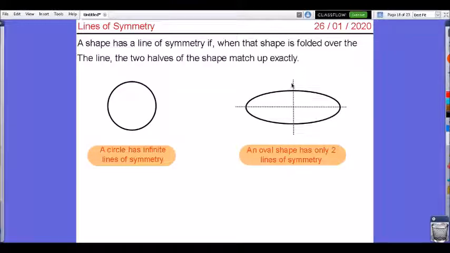All right, so here we have a line of symmetry that comes this way. If you fold the shape over this line of symmetry here, they will both match up exactly. The 2 halves will just match up exactly. And if I have this line of symmetry here, if I fold the shape over this line of symmetry, the 2 halves also will match up exactly. All right.